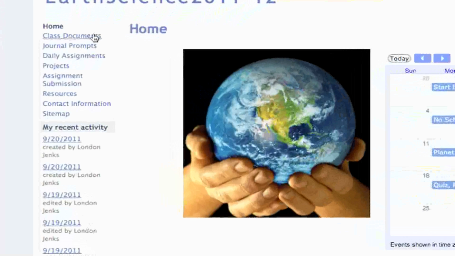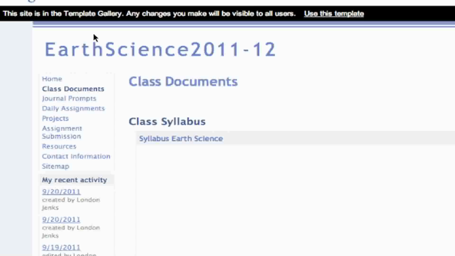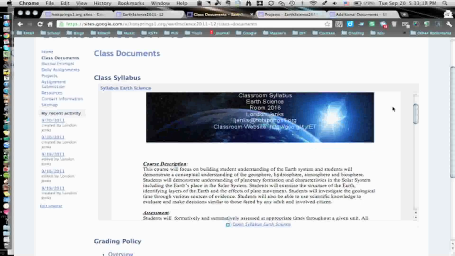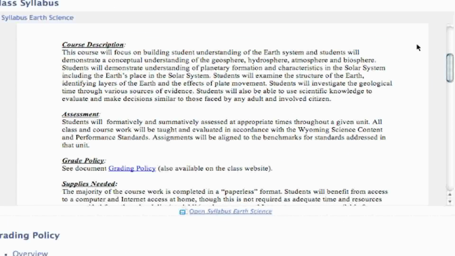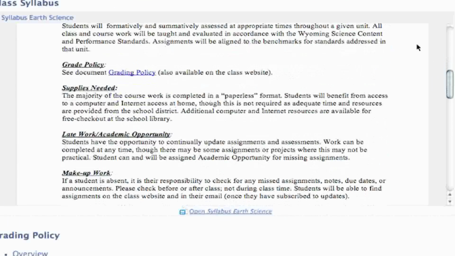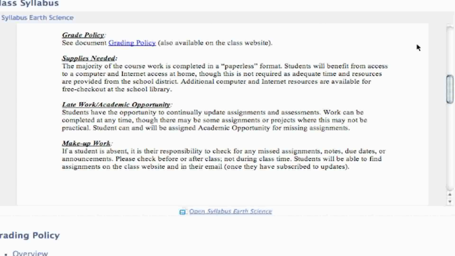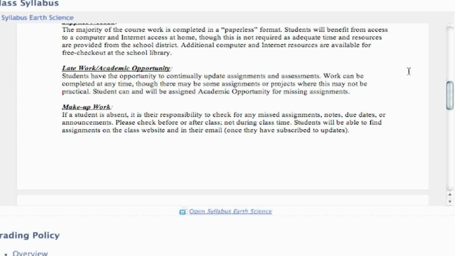The classroom website has other information on here, including the classroom documents, where you can find our classroom syllabus, a description of the course, how assessment is done, the grading policy, which I'll show you in a minute, late work, and supplies. Most of my classroom is a paperless format. Students can benefit from internet access at home, but it's not required, as I provide the time and the resources in the school district that are needed. Students can also check out computers in the library, and they will be having iPads very soon.